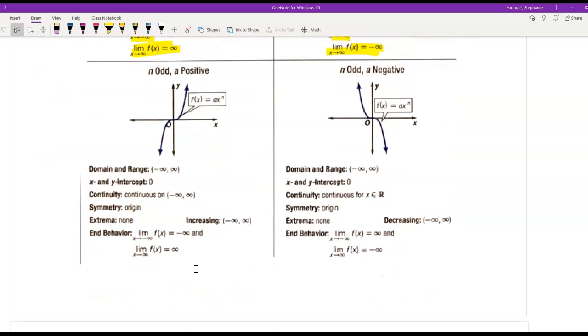All right, so now if n is odd, and a is positive, and just a reminder, we're talking about f of x equals ax to the nth power, if that n is odd and a is positive, it has that cubic function shape, because, once again, n is odd and 3 is odd. And so that actually changes the end behavior. And then if a is negative with n odd, we reflect it about the y-axis, and our end behavior is reflected in that as well.